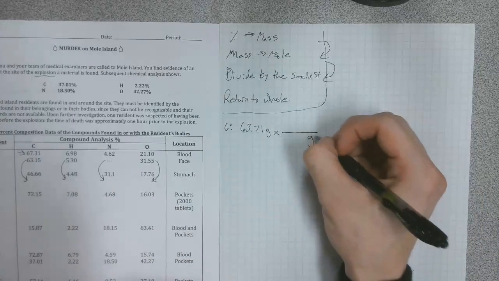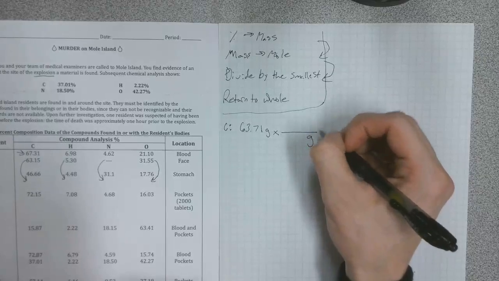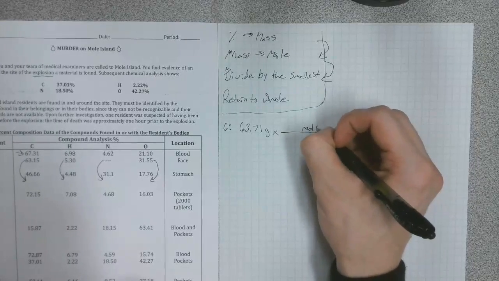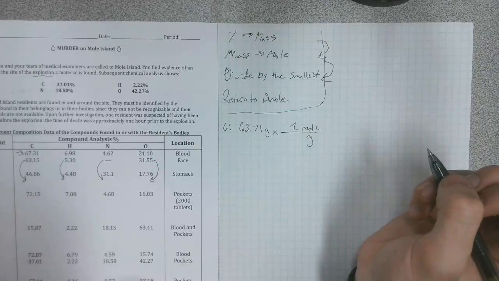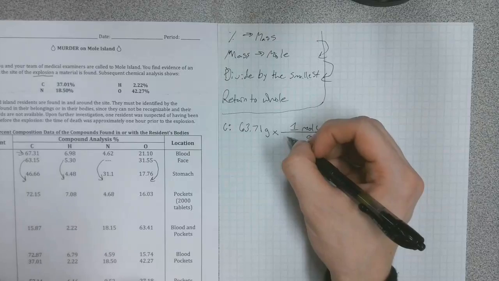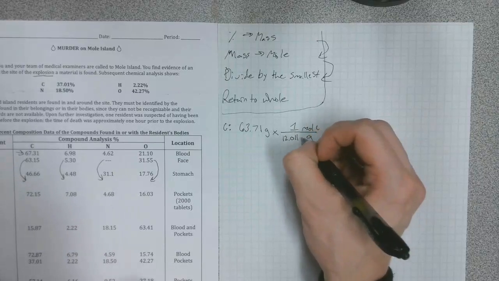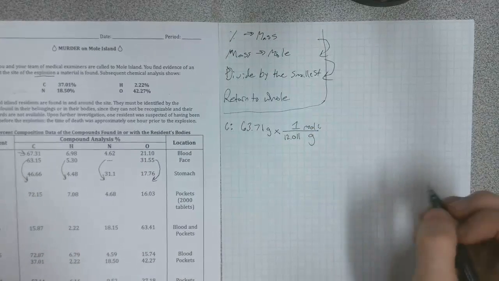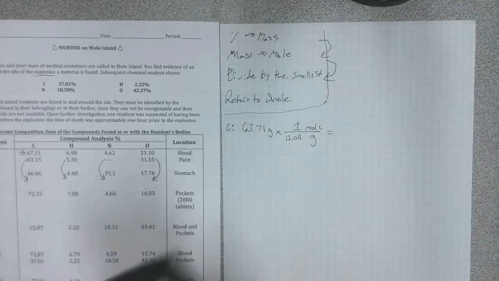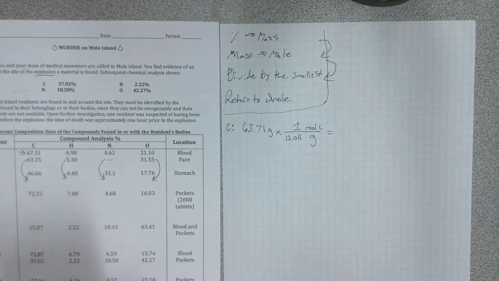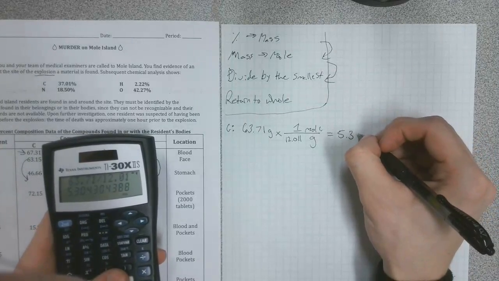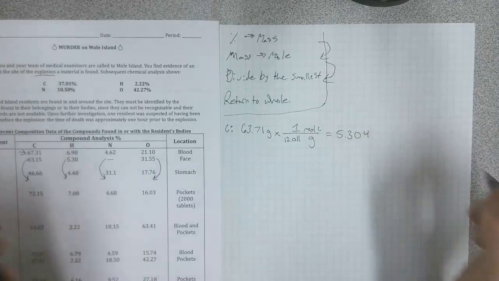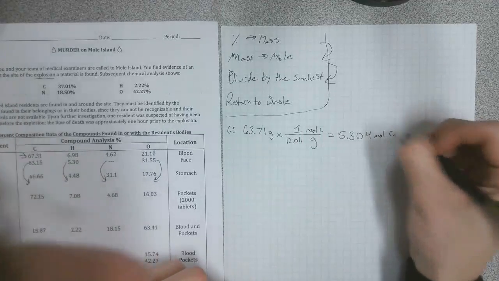So I need grams of carbon in my denominator. I need moles of carbon in my numerator, right? In 1 mole, we have 12.011 grams. Okay. And if you do that calculation, you should get 5.304 moles of carbon.